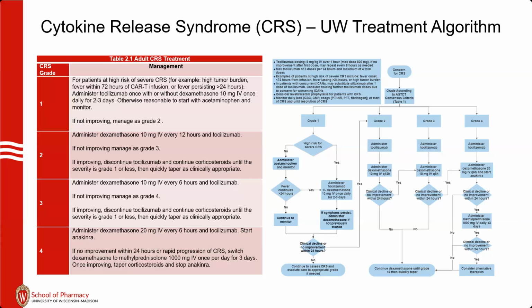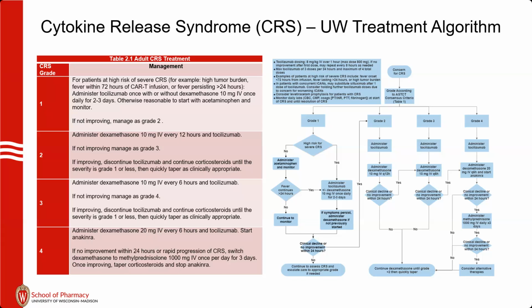Then you monitor the patient. If they don't improve, then you might administer the dex then. If you're looking at grade 2, or if a patient isn't improving, so these are people who are requiring fluid support or low flow oxygen, any grade after that, you're automatically getting tocilizumab. And then you can see our dexamethasone dosing steps up with each grade. We start at 10 milligrams every 12 hours for grade 2. For grade 3, it's going to go up to 10 milligrams every 6 hours. For grade 4, it's 20 milligrams every 6 hours. And then the other new medication we're introducing for grade 4 is going to be anakinra.